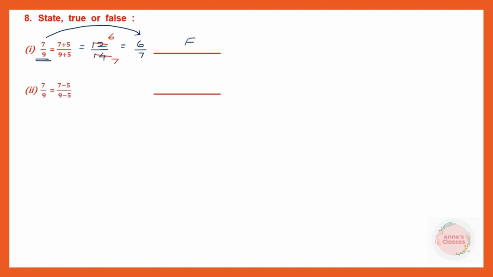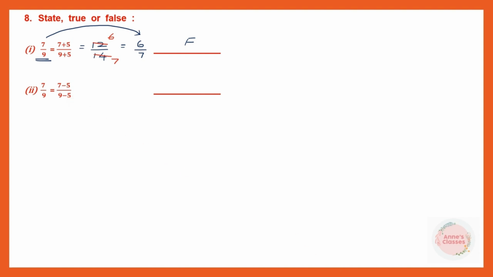Next one, 7 by 9 is equal to 7 minus 5 by 9 minus 5. So the statement says that if we take the same rational number and take away 5 from the numerator and denominator, both will be equal. The left hand side and the right hand side will be equal. So let's work out the right hand side and see now.